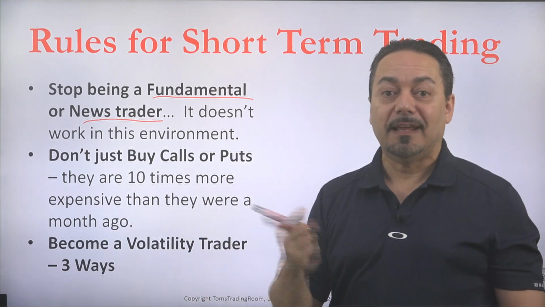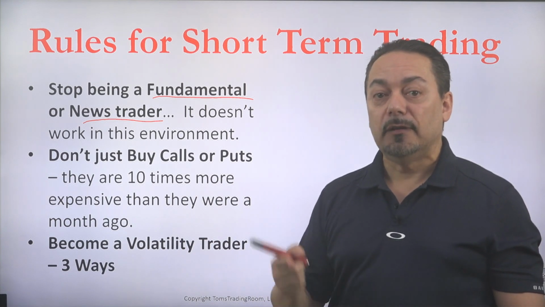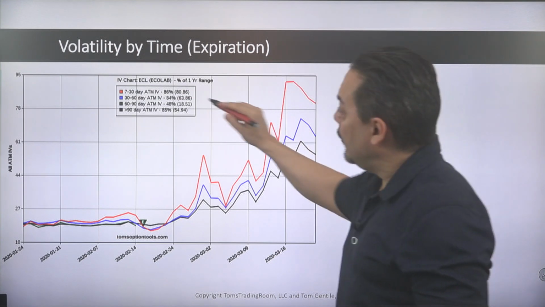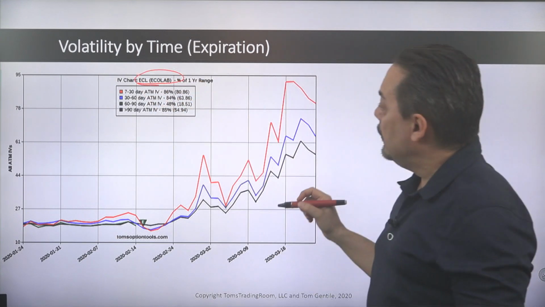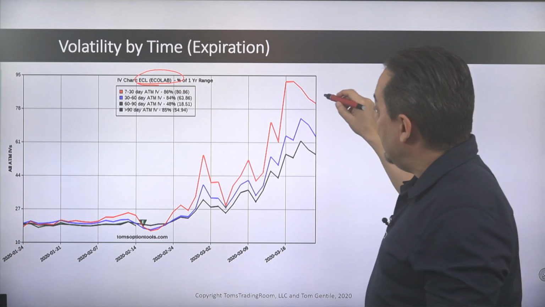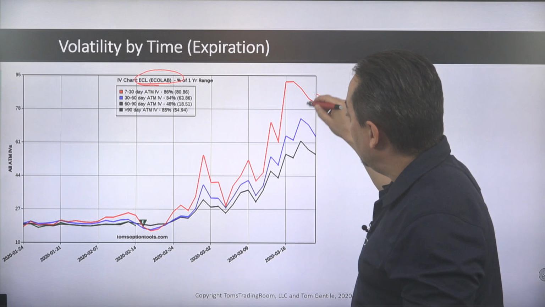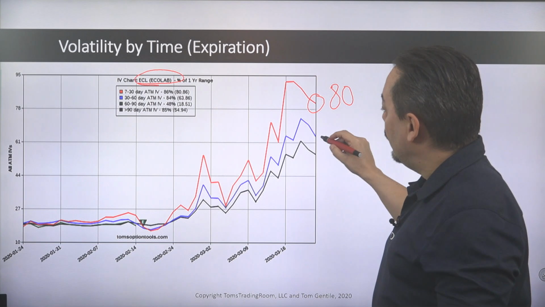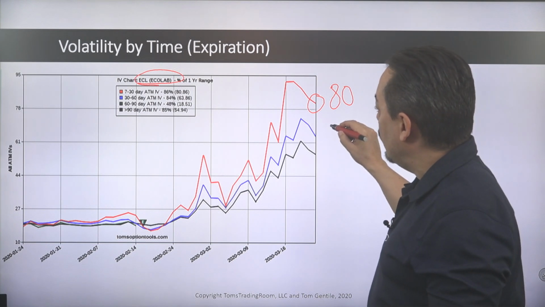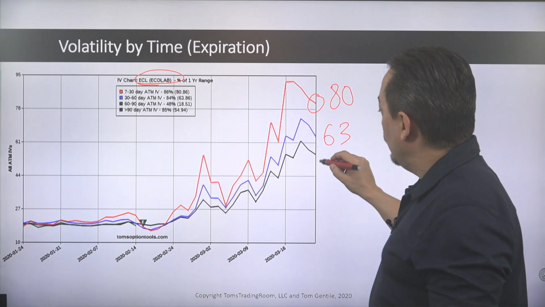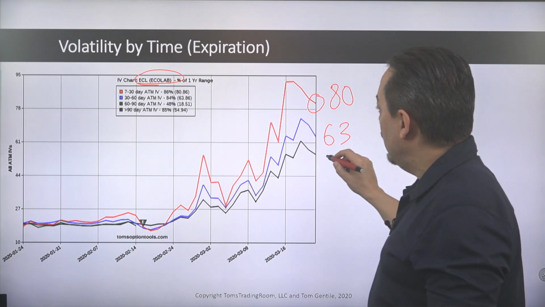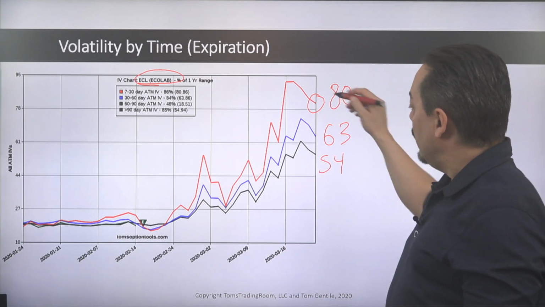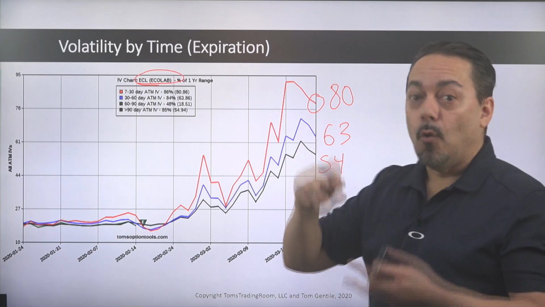Yesterday we talked about volatility by history. Today we're going to talk about volatility by expiration. So this is volatility by time. This could be any chart, but it's Ecolab. As of this particular chart, Ecolab's 7 to 30-day options had a volatility of 80. The 30 to 60-day options had a volatility of around 63. And the ones that were 90 days or greater, 54. Do you see a pattern here? The short terms have higher volatility, the long terms have lower, and quite a bit.